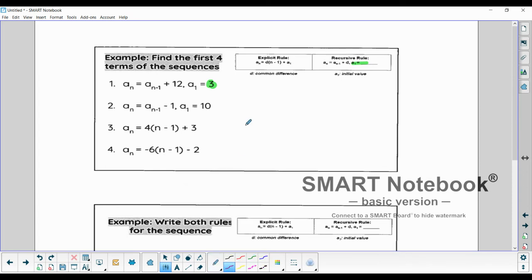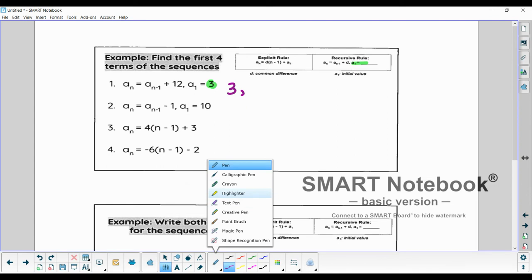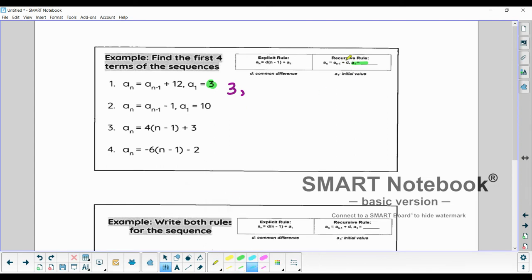So this sequence is going to start at 3. And then D, what's being added at the end, is your common difference. That's what's being added each time. So 3 plus 12 is 15. 15 plus 12 is 27. 27 plus 12 is 39. So those are the first 4 terms of the sequence.